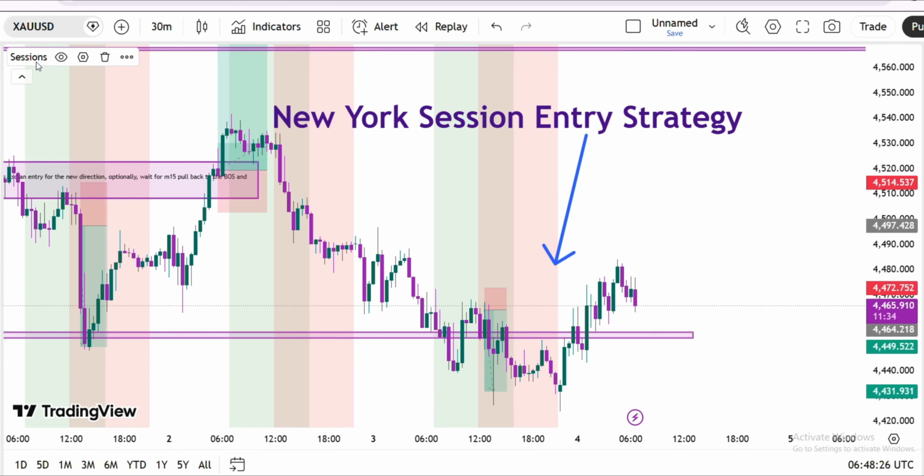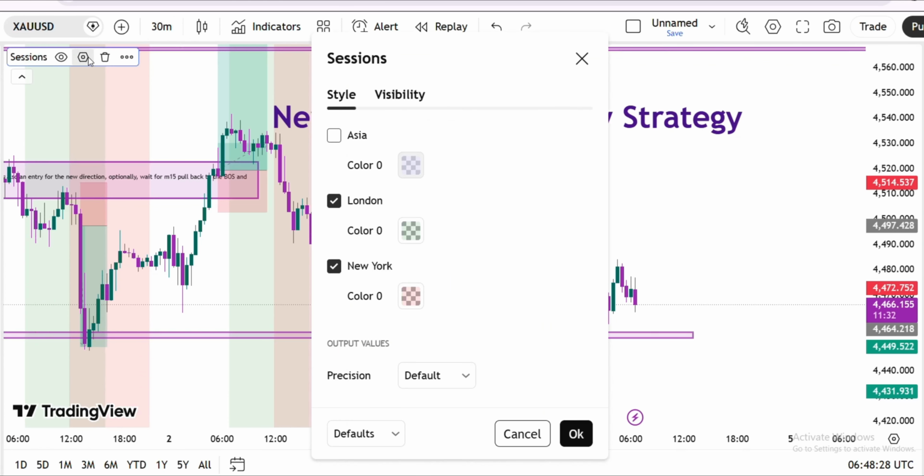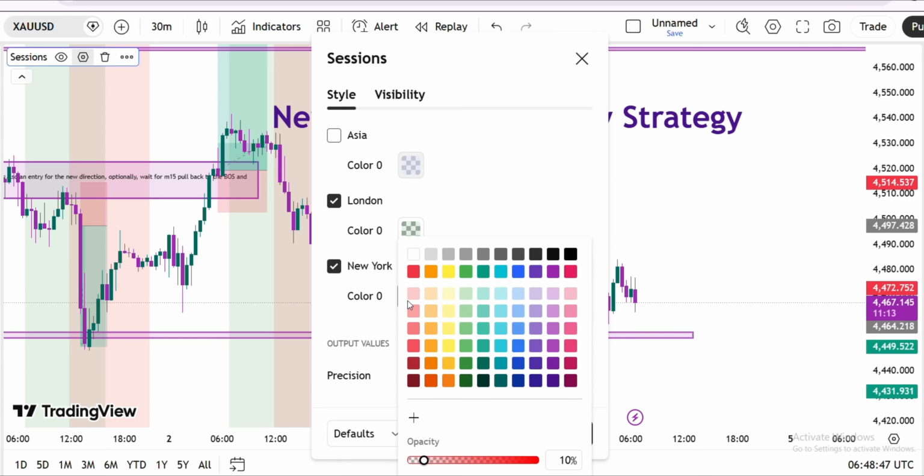Okay, now that you have the session, you can actually set it by clicking on the setting icon beside the session. You can turn on the Asian section or turn it off. You can turn on the London section or turn it off. Whatever you want to do with it. Now let's turn off the Asian section since it's far from what we need. Let's also change the color.